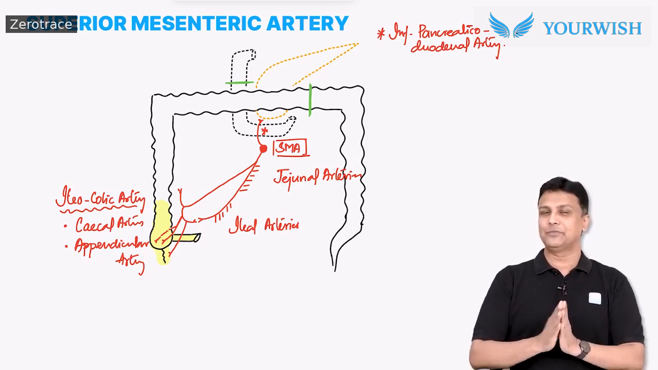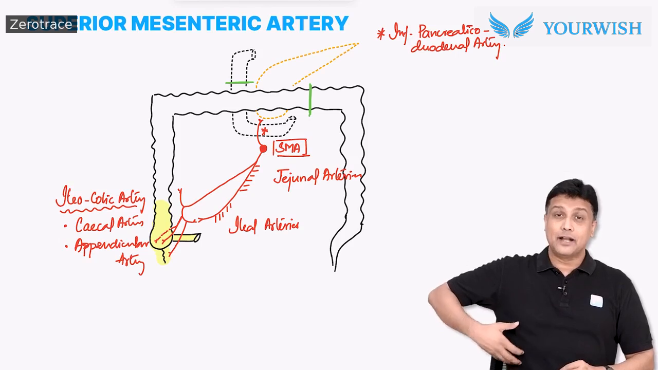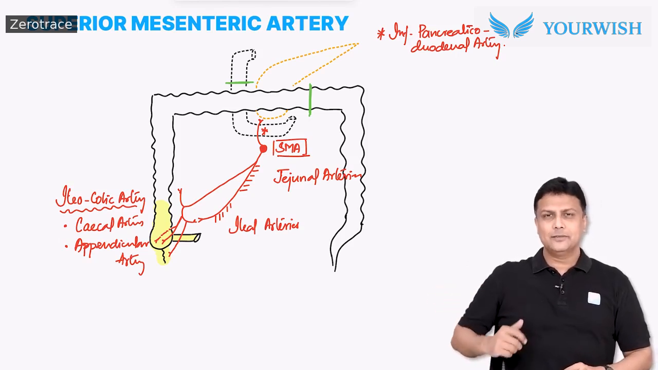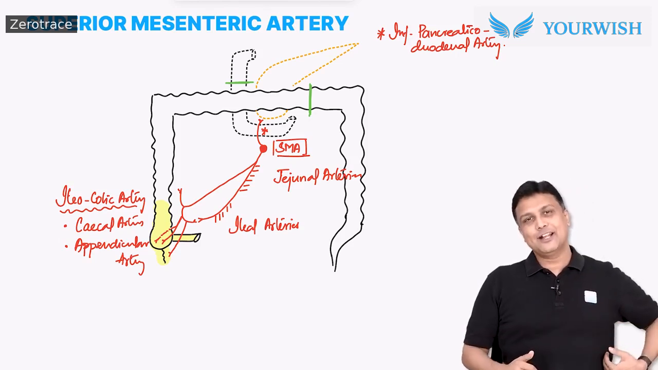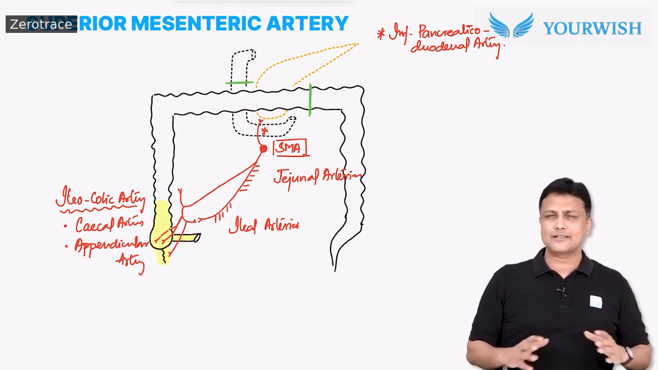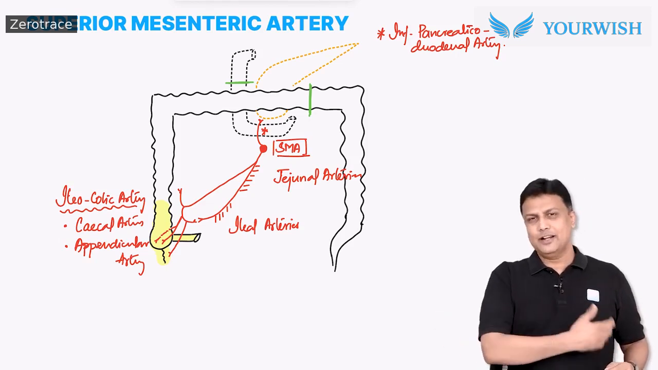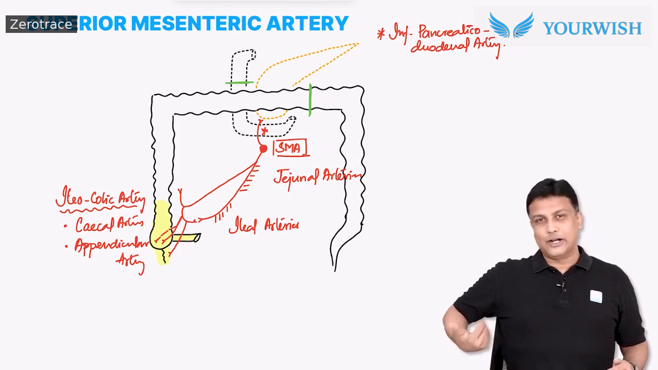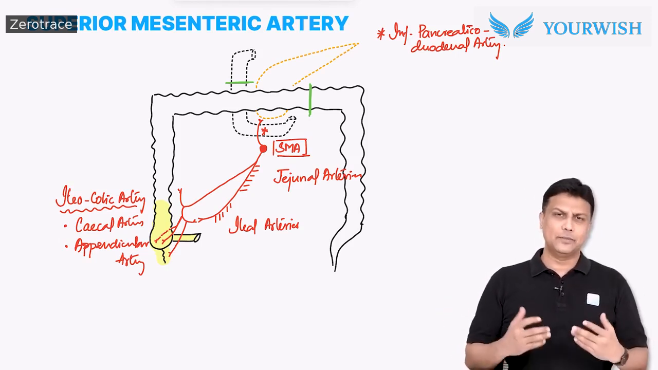Okay, just look at me here. The ascending colon will be supplied by the right colic artery. Similarly, the transverse colon is supplied by the middle colic artery. And finally, the descending colon is supplied by the left colic artery. It's as easy as possible. So you have the ascending colon, transverse colon, and descending colon. The ascending colon is supplied by the right colic artery, the transverse colon by the middle colic artery, and the descending colon by the left colic artery.